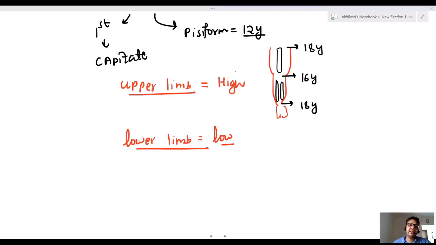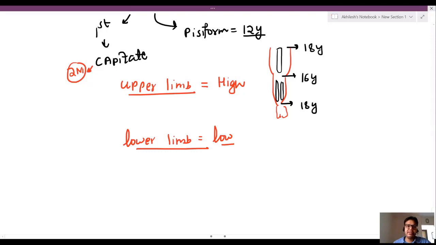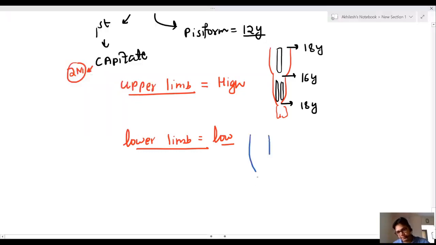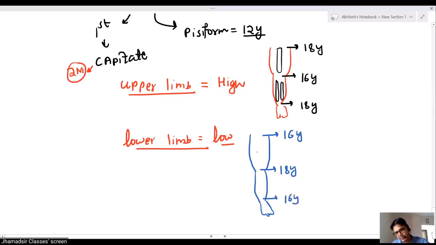capitate is not in years, capitate is at 2 months of age, when the child is 2 months of age. Okay, what about lower limb? Lower limb, same thing, but you will start with low. This is lower limb. So you start with 16, 18, and 16. You have the femur bone, then you have tibia and fibula.